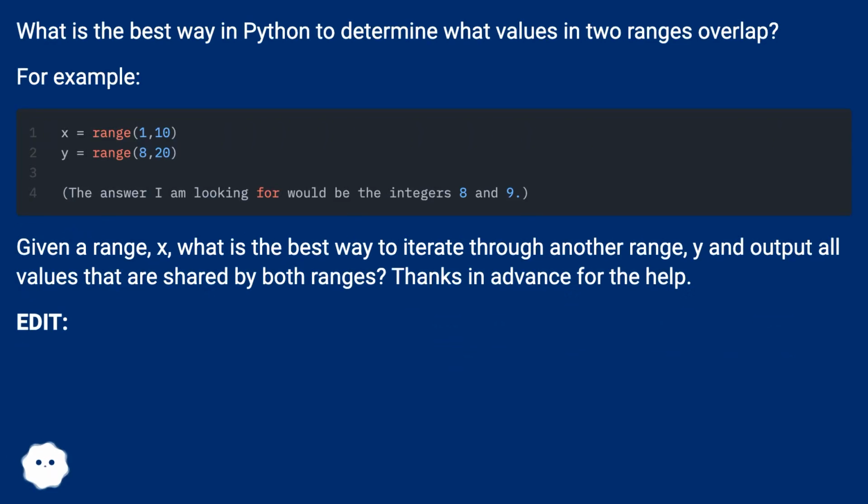given a range, x, what is the best way to iterate through another range, y, and output all values that are shared by both ranges? Thanks in advance for the help.